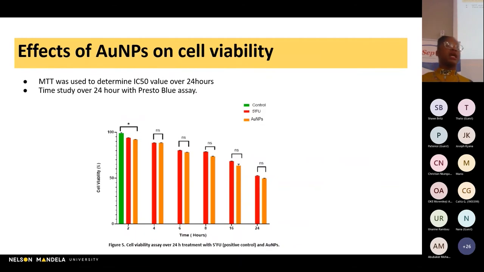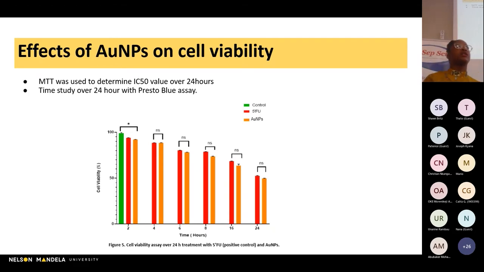So now moving to the cell studies. For cell studies, we used colon cancer cell lines. We treated the colon cancer cell lines with the gold nanoparticles to see if they would have any effect on them. So we did an MTT assay to get the IC50 concentration. The IC50 is your inhibitory concentration at 50, so that is when your treatment kills about 50% of your cells, right? We did get that with the MTT.